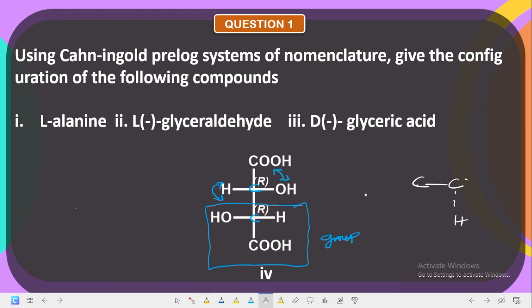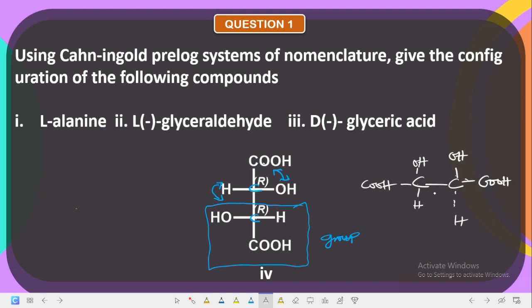Then on top here, what do we have? OH. Is that not so? Then here, what do we have? Hydrogen. Then under, what do we have here? COOH. Is that not so? Now, this other group here, what do we have here? After this group, we said that this OH group and this carboxylic group were replaced again, right? So it means this group here will be OH, and then here will be COOH.